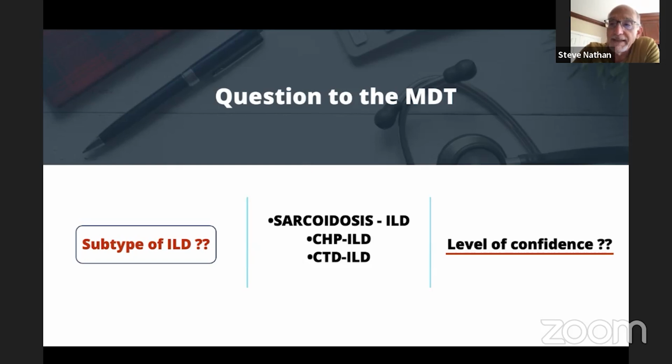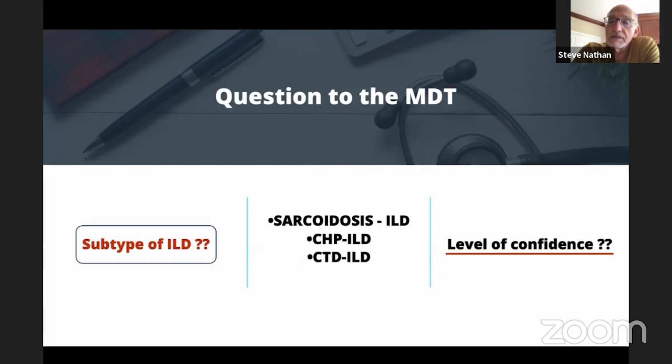I think this is someone I would put on therapy and see how they respond, because whatever it is, be it sarcoid, chronic HP, CTD, they warrant therapy. So I would probably lean to put them on a course of prednisone, and at the same time put them on an immunosuppressive agent like mycophenolate, just to see how much reversal we can get. Be this chronic HP, CTD or sarcoid, there's very possibly an inflammatory component to this that is reversible. So that's what I would do.